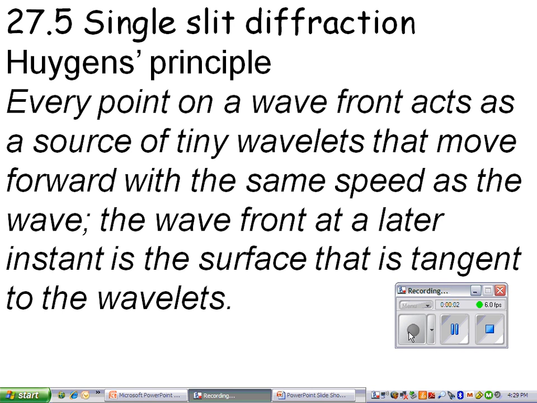This lecture is on single slit diffraction, and we first take a look at Huygens principle. In order to understand single slit diffraction, we have to realize that every point on a wavefront acts as a source of tiny wavelets that move forward with the same speed as the wave. The wavefront at a later instant is the surface that is tangent to the wavelets. So you get these little tiny wavelets all interfering constructively and destructively together.